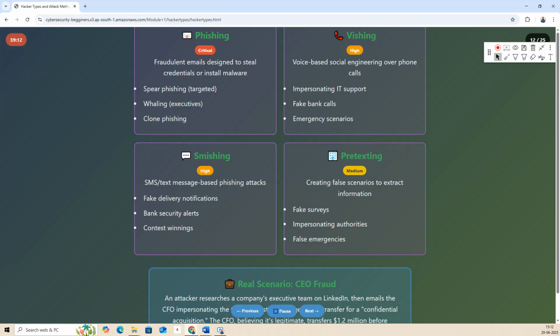Here's an unforgettable truth. I could probably compromise most of your organizations within 24 hours, and I wouldn't need any sophisticated hacking tools. I would just need to pick up the phone and start talking to your employees. Let's start with phishing, the gateway drug of cybercrime.